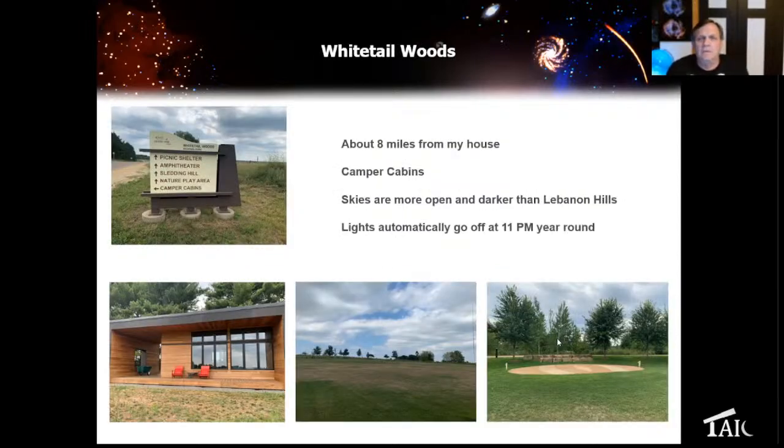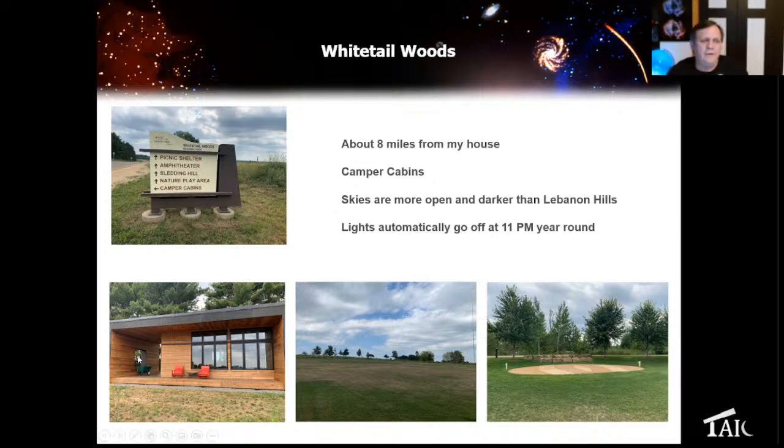And then this other place is called Whitetail Woods, about 8 miles from my house. They have these places called camper cabins. They've added these in the last probably 2 to 3 years. The skies are more open and they're darker than Lebanon Hills. And again, there the lights go off at 11 p.m.